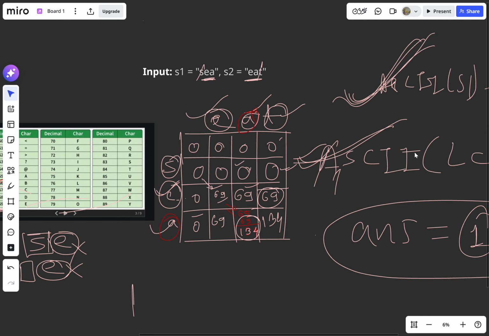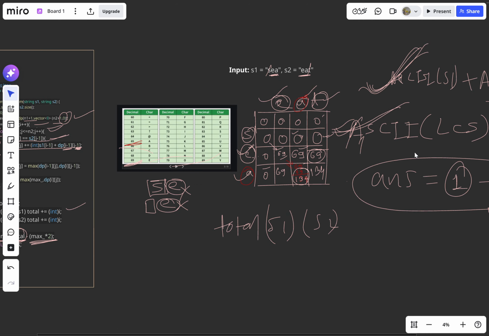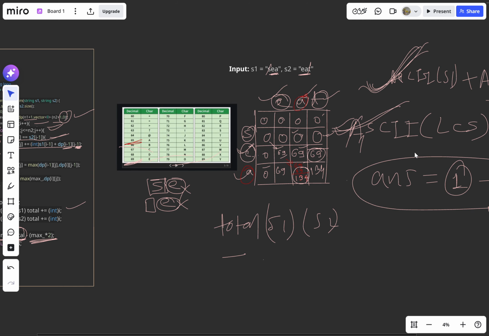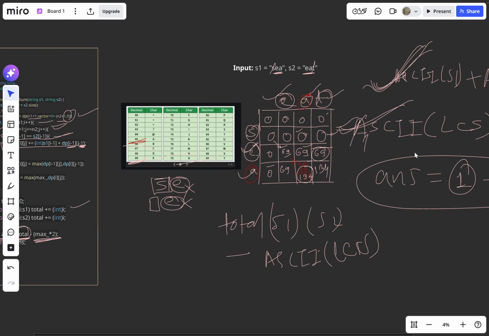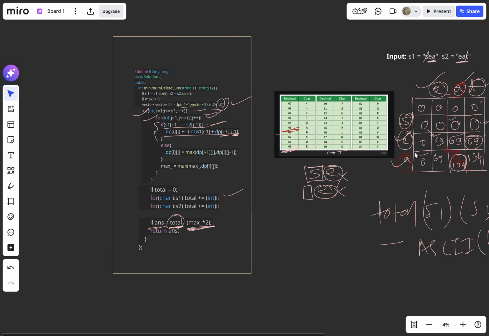And now we will calculate the total ASCII value from S1 and S2, and after that we will subtract the ASCII value required for making the longest common subsequence. Okay, let's see the code.